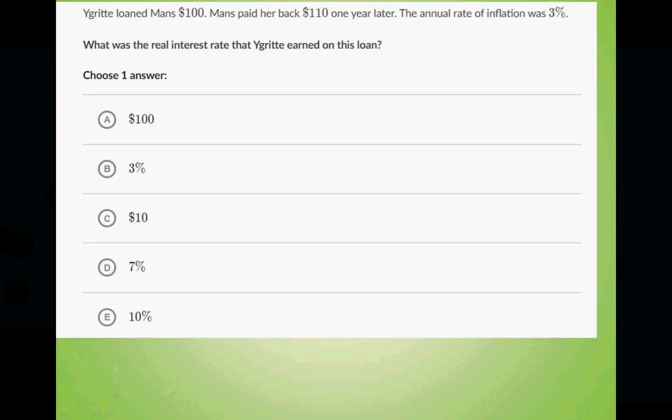All right, review questions. Ygritte loaned Mans $100. Mans paid her back $110 1 year later. Well, this seems like a similar example. The annual rate of inflation was 3%. What was the real interest rate that Ygritte earned on this loan? This should be pretty easy. I mean, it's just one number different from the example we've done.